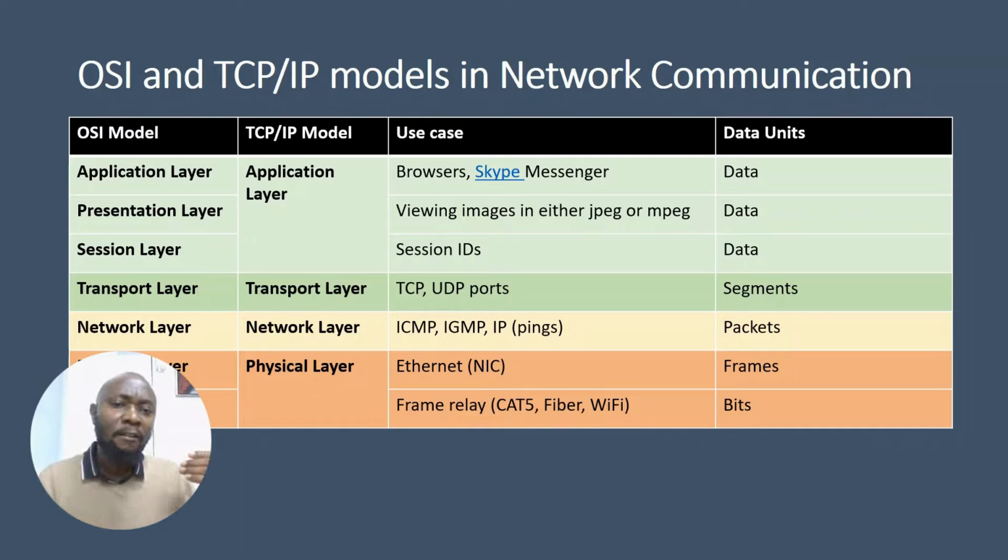We have the three layers: application, presentation, and session layer. They all directly deal with what we call data, so the data units are referred to as data. Then we have the transport layer, where data is broken down into what we call segments. In the network layer, the data is referred to as packets, which are sent over the internet. Then in the data link layer, we have frames, which are shared over the links. And then in the physical layer we have bits, which are the ones and zeros that you come across.